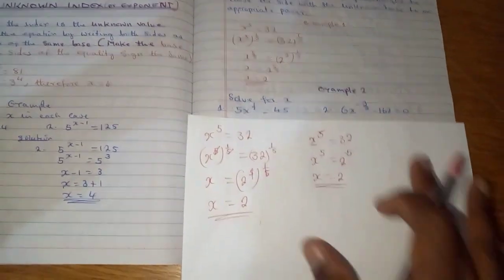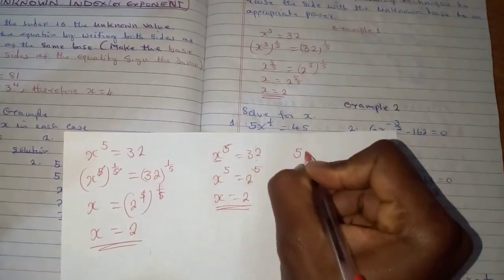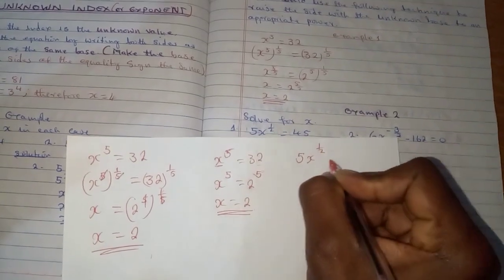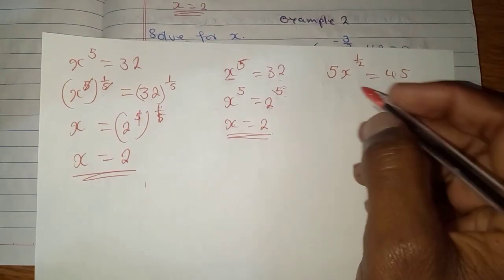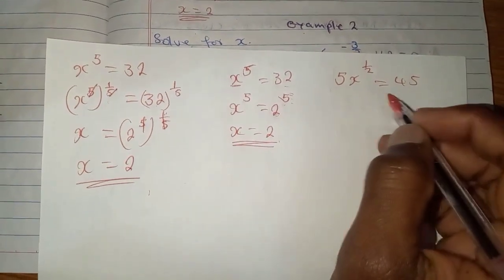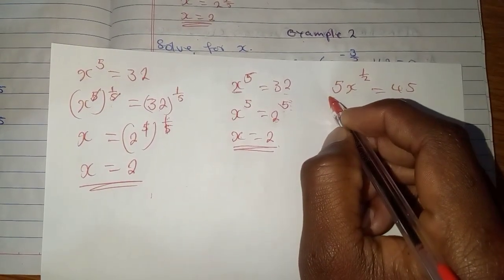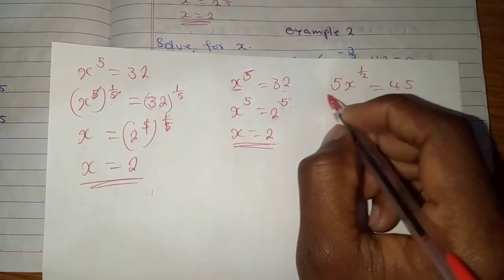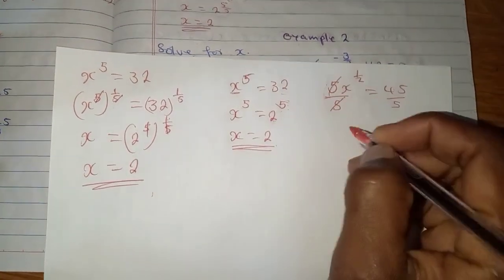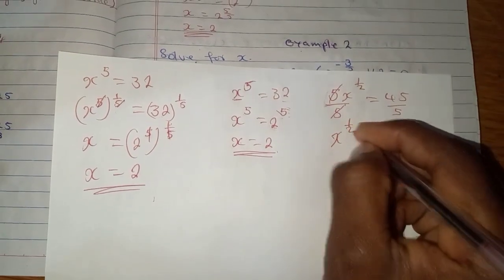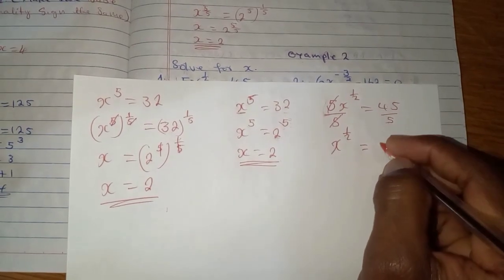Now you have an example like this one: 5 times x to the power 1 over 2 is equal to 45. So how do we work this kind of equation? Because we want to make x the subject of the formula, we are just going to get rid of this 5 here, by dividing both sides by 5. Therefore, we have x to the power 1 over 2 is equal to 45 divided by 5, which is 9.